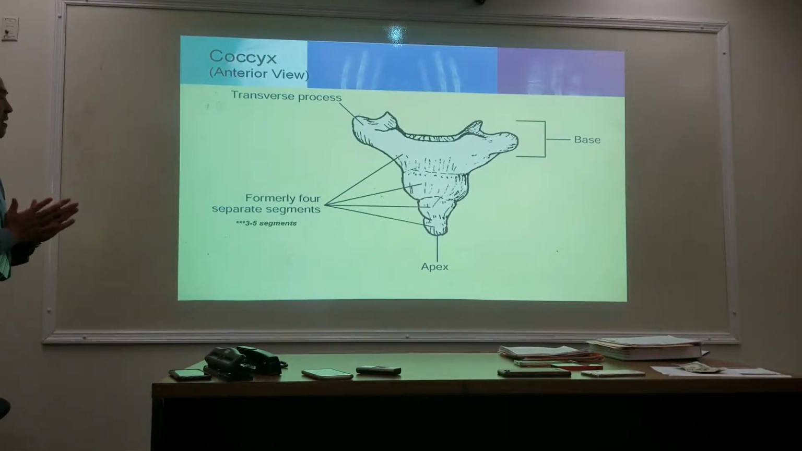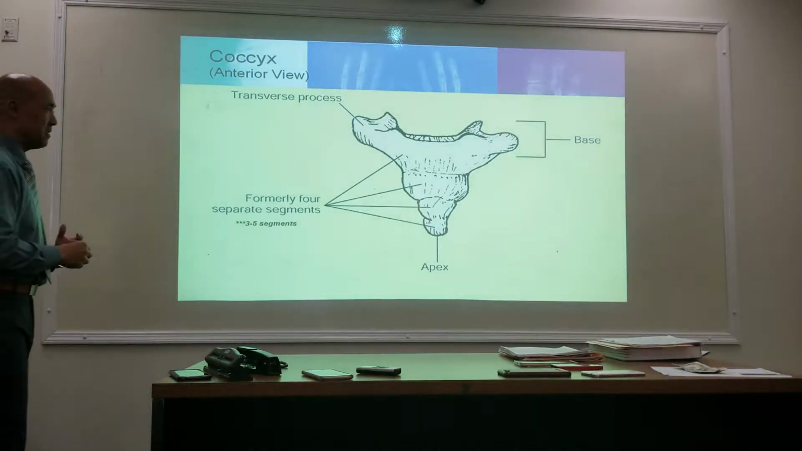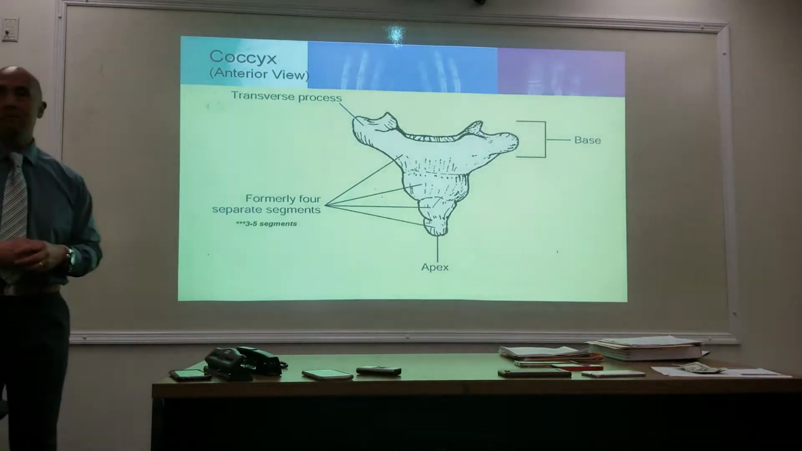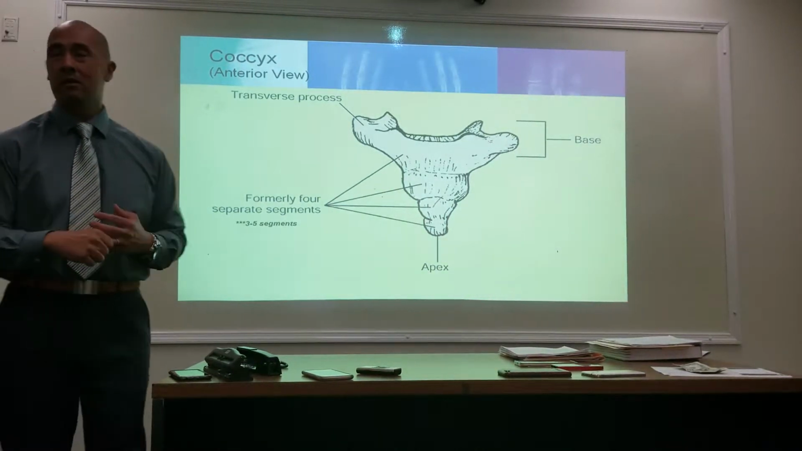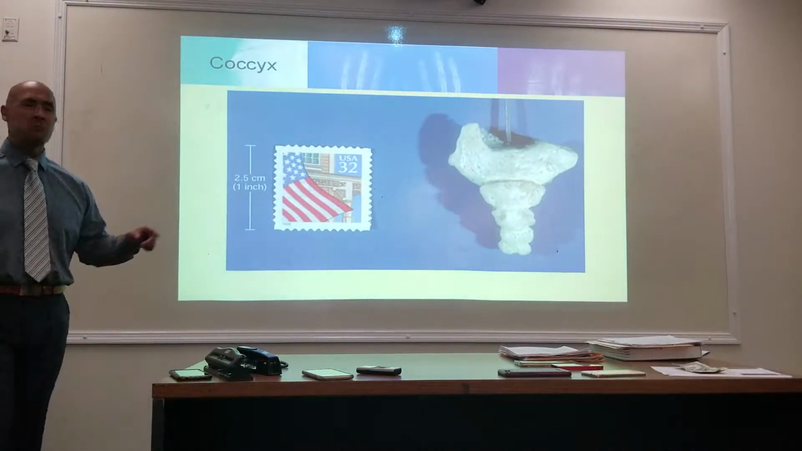These are 3 to 5 segments that are fused into one. It also has a transverse process. The base is at the top, the apex is at the bottom. Not much to say about it. Small bone. Very tiny bone.